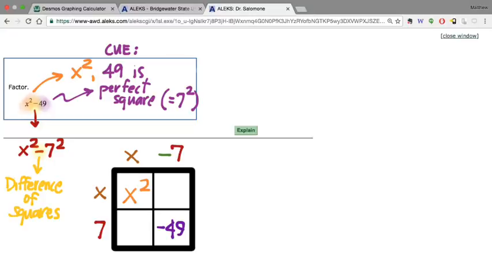Okay, so that accounts for the x squared and the minus 49, but we should be careful, because what we've so far set up for ourselves is what answer? X squared minus 49 equals, how would I write my answer so far?